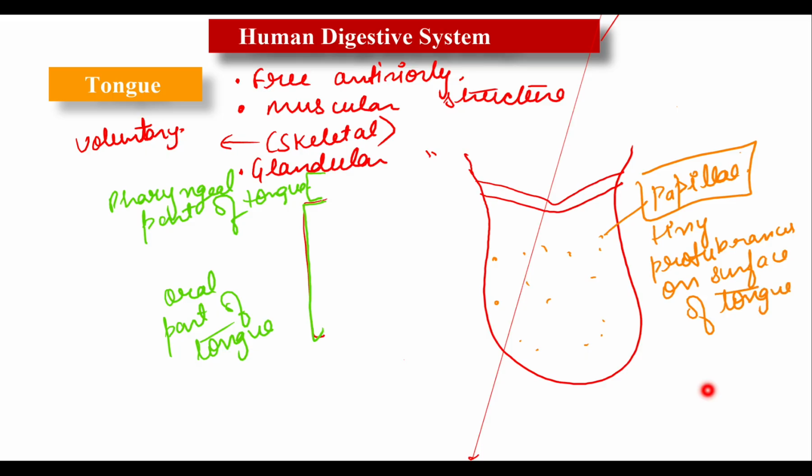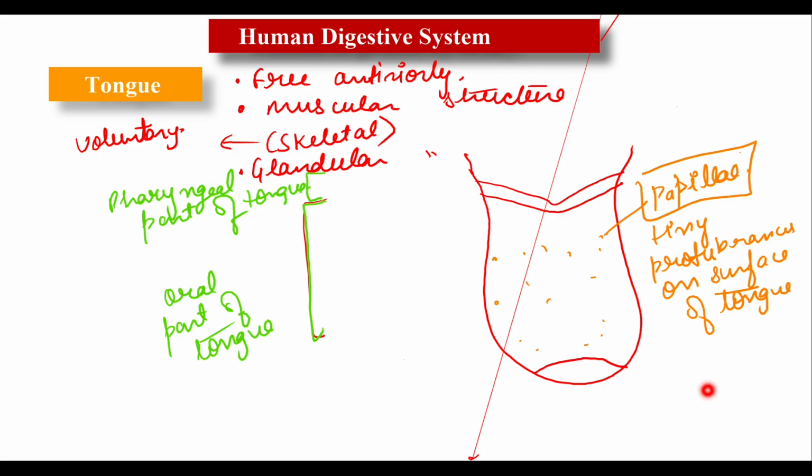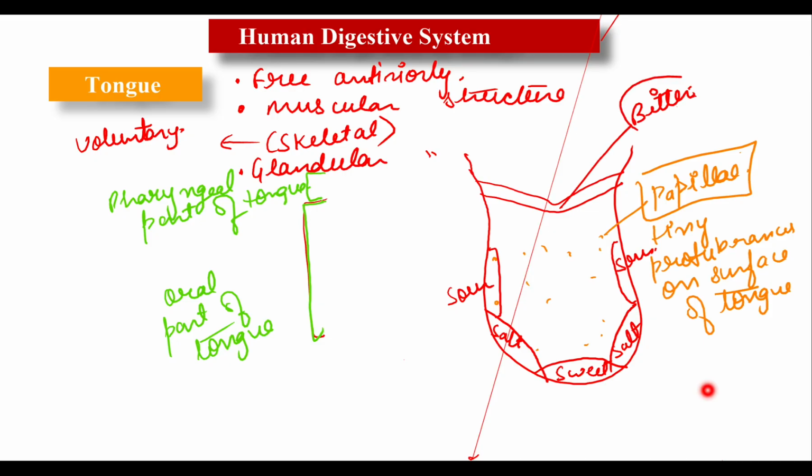These papillae have different taste buds present. Let me write down here. Here taste buds are present for sweet. At the tip and sides, salty taste buds are present; it is for salt. Here taste buds are also present for sour, while here bitter taste buds are present, for bitterness. Clear? So these are the taste buds.